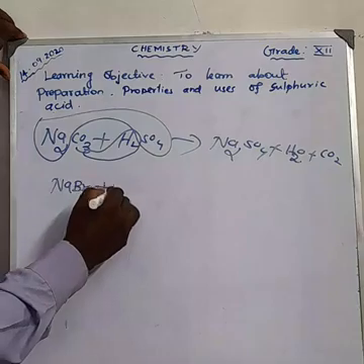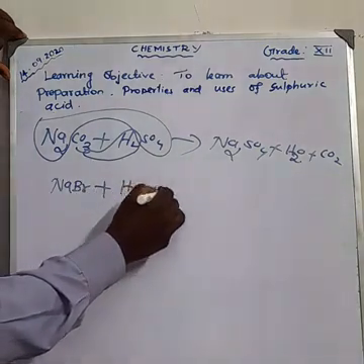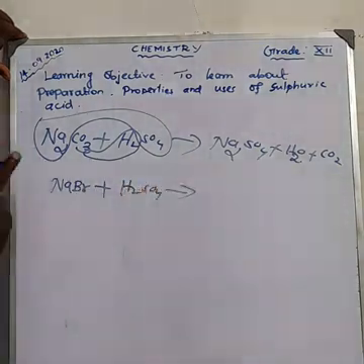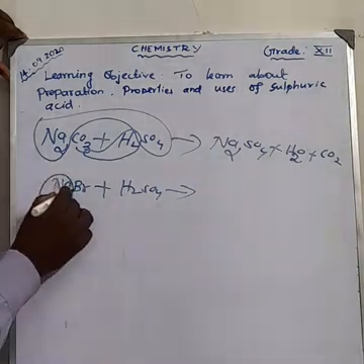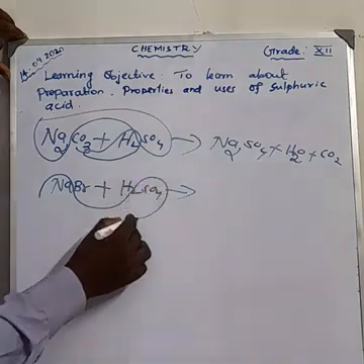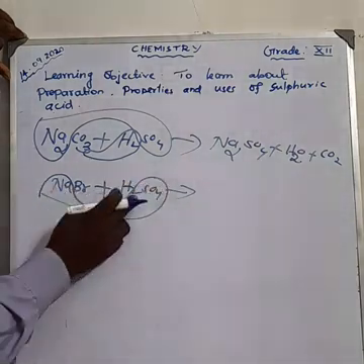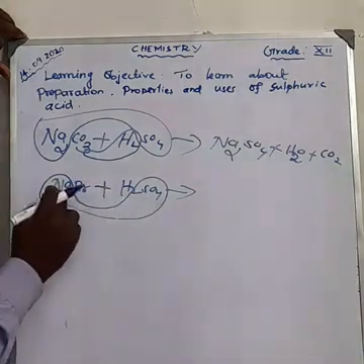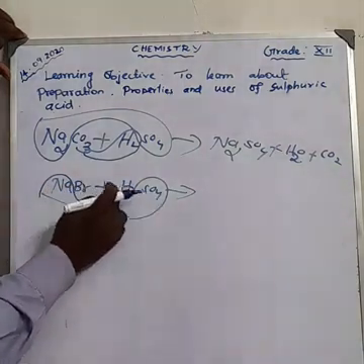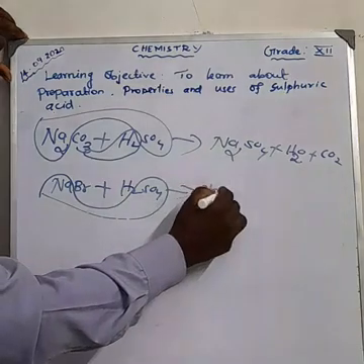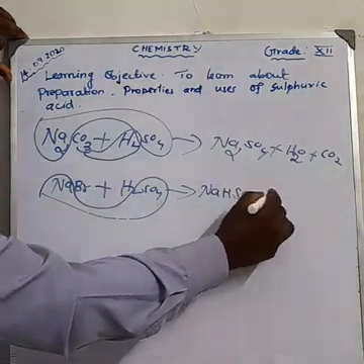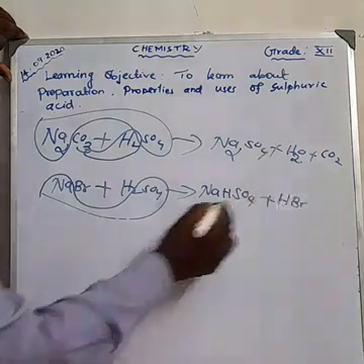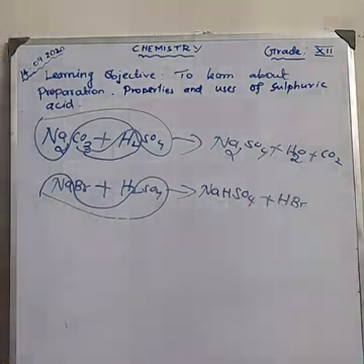Sodium bromide reacts with sulfuric acid. So what are the products obtained? Sodium combines with bisulfate, that is NaHSO4, plus HBr. Am I right? Sodium bisulfate and hydrogen bromide.